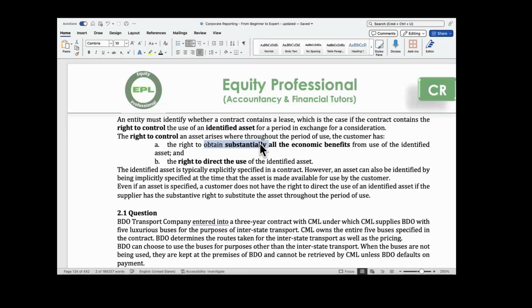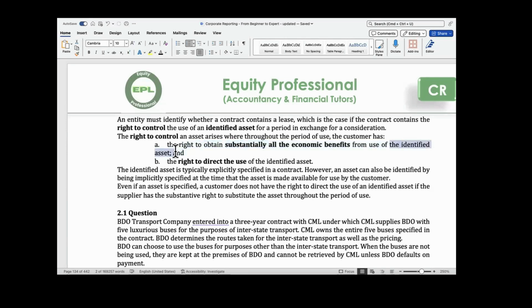That means if you have a scenario whereby a landlord is still sharing the space, sharing the asset with the lessee, that is not a lease. And fundamentally, what is it benefiting from?